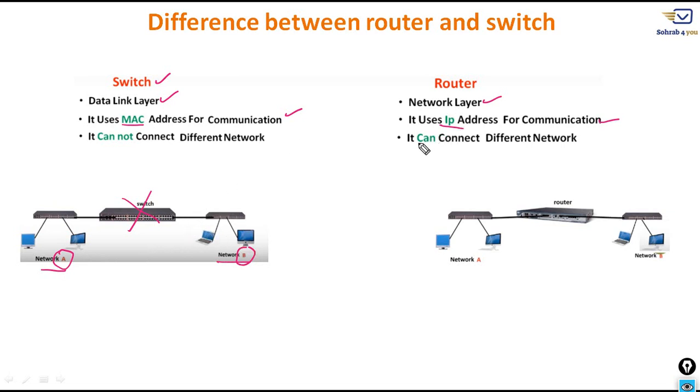But a router can connect different networks. Now, this is network A, this is network B. If I put a router, obviously it's going to connect. Everything works well. So this is the difference between router and switch. So yeah guys, let's move to the next.